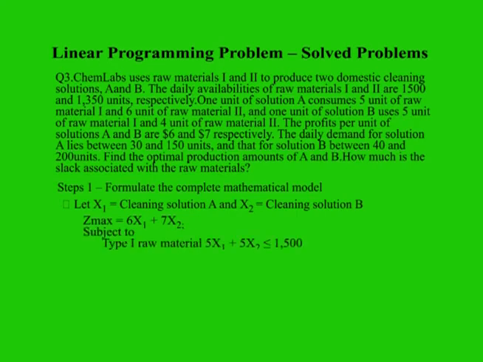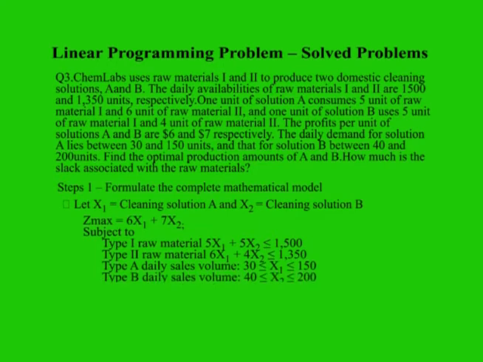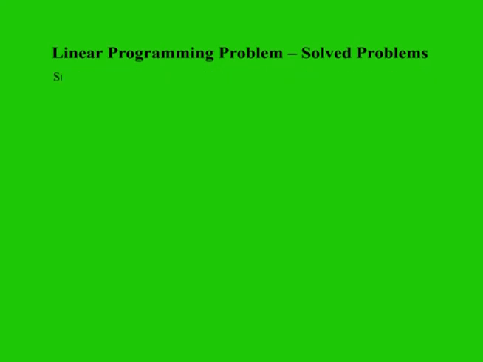raw material constraint, 5x1 plus 5x2 less than or equal to 1,500. Type 2 raw material constraint, 6x1 plus 4x2 less than or equal to 1,350. Type A daily sales volume, 30 less than or equal to x1 less than or equal to 150. And type B sales volume, 40 less than or equal to x2 less than or equal to 200. And non-negativity restrictions, x1 greater than or equal to 0 and x2 greater than or equal to 0. Step 2. Draw the graph of the decision variable and constraint.